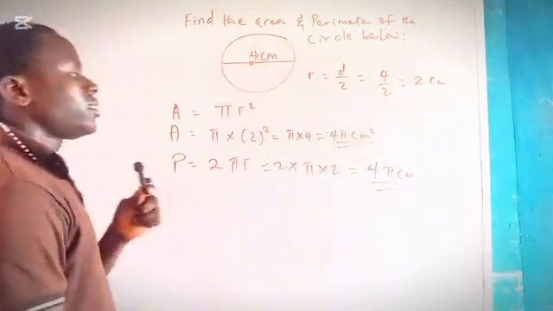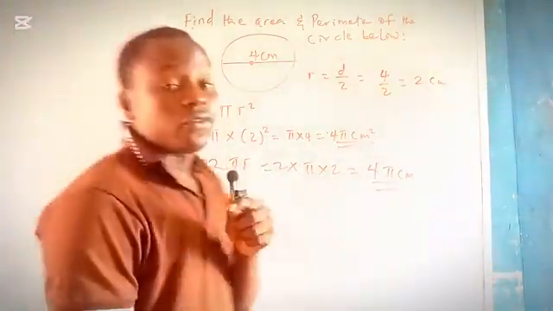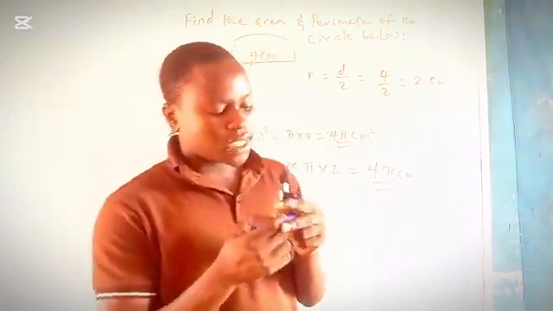Area is 4 pi centimeters squared, while the perimeter is what? 4 pi centimeters.